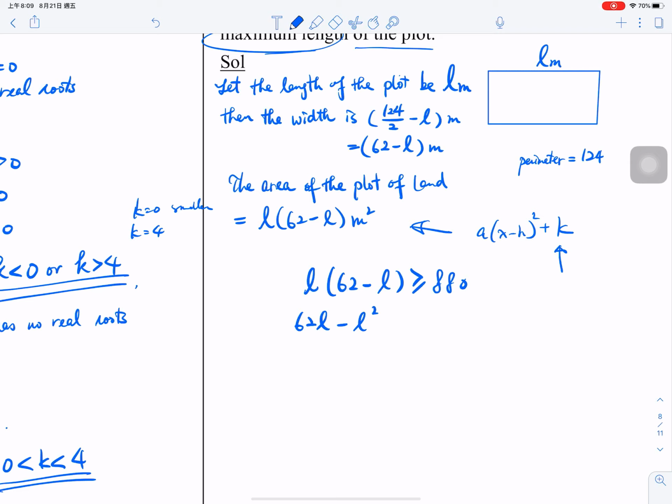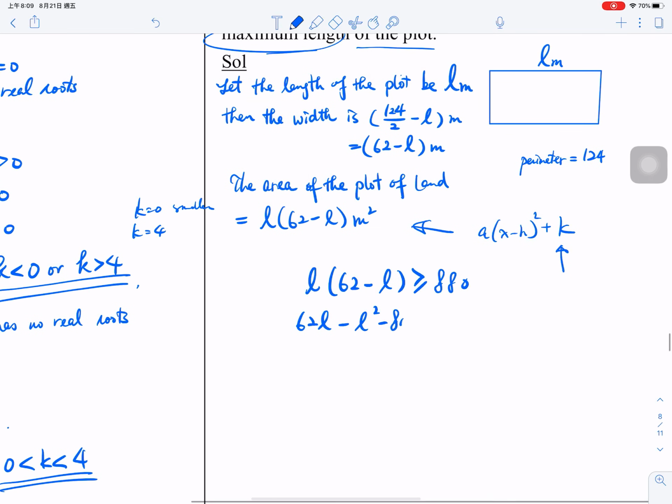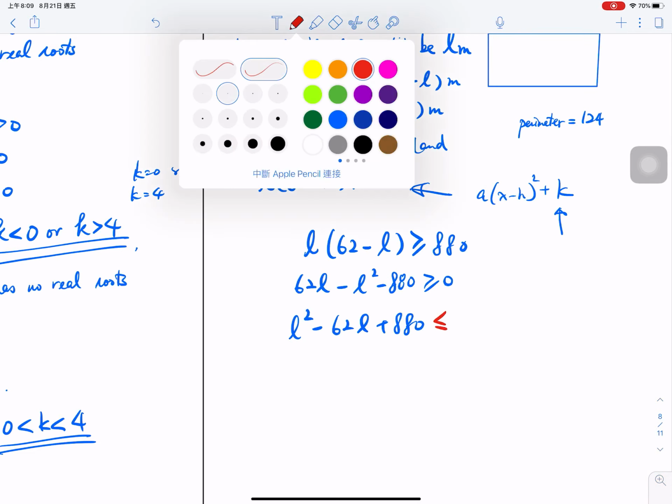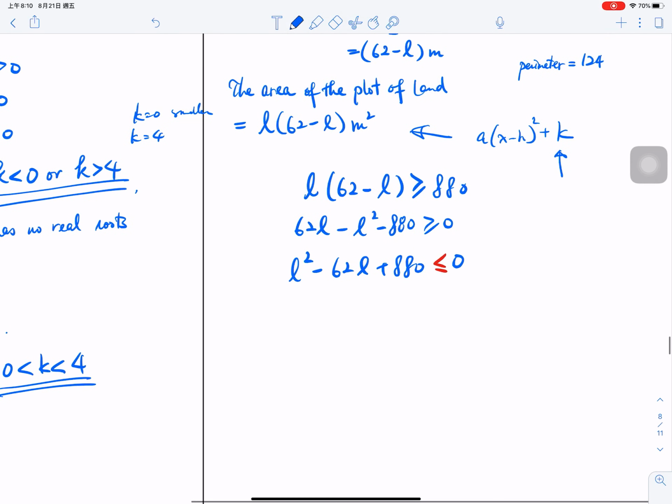62L minus L squared greater than or equal to 880. Right? Or maybe I write it all on one side. Minus 880 greater than or equal to 0. However, we want to have a positive coefficient of L squared. So multiply all by -1. So it becomes this one, right? And the inequality sign you need to change. Remember? Correct. Very good.